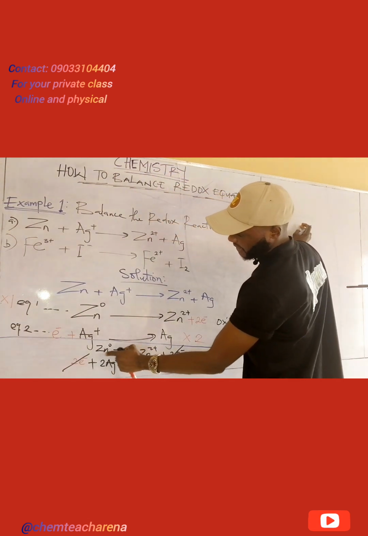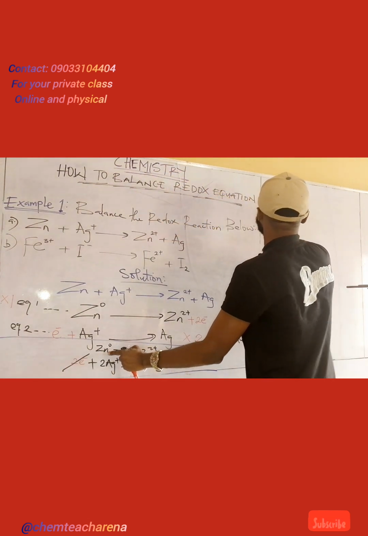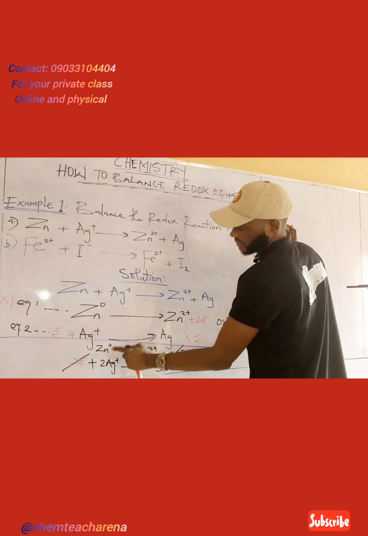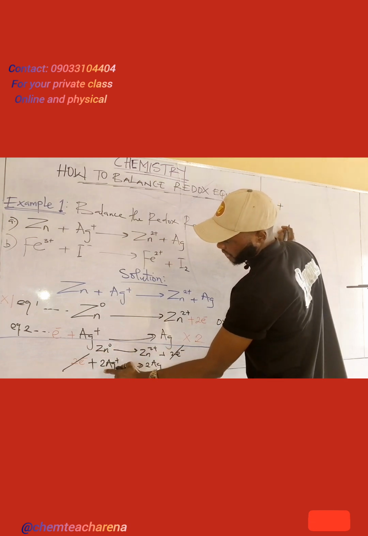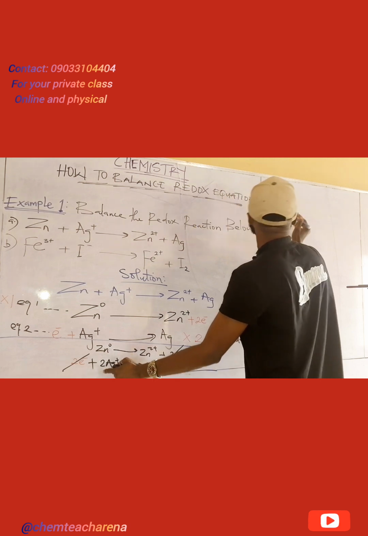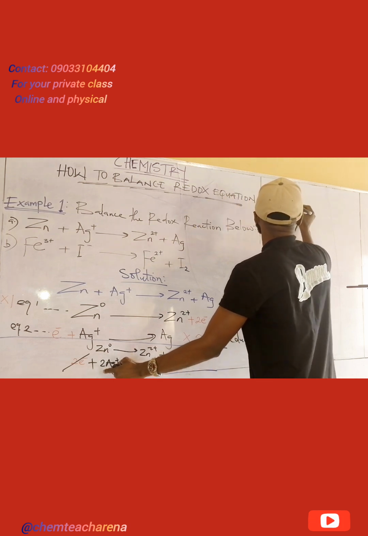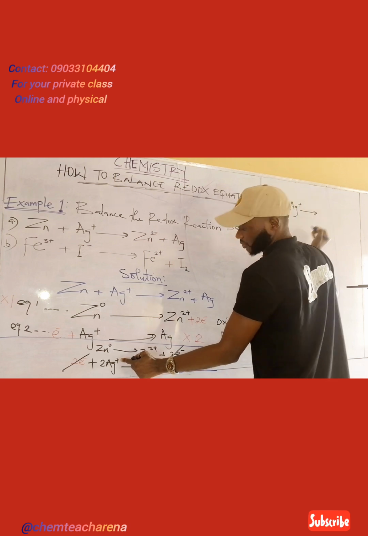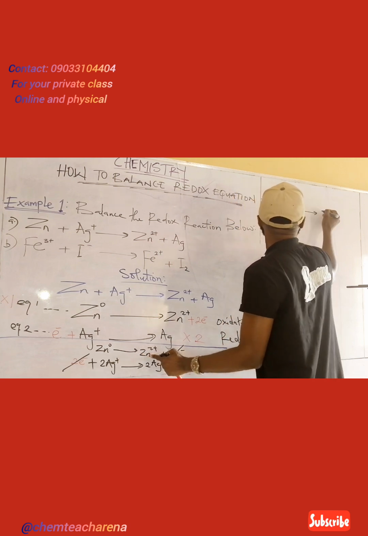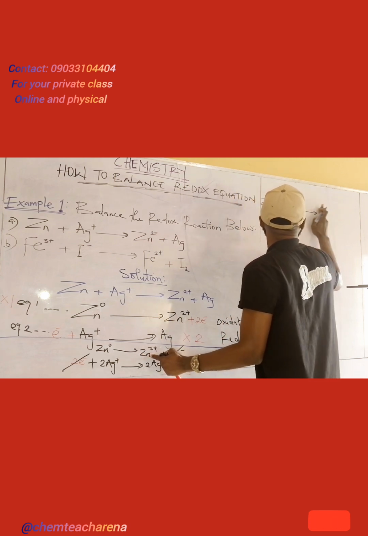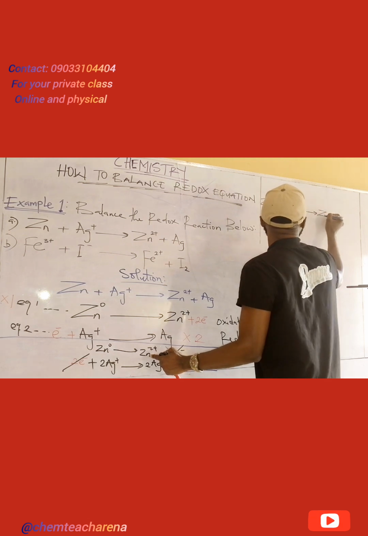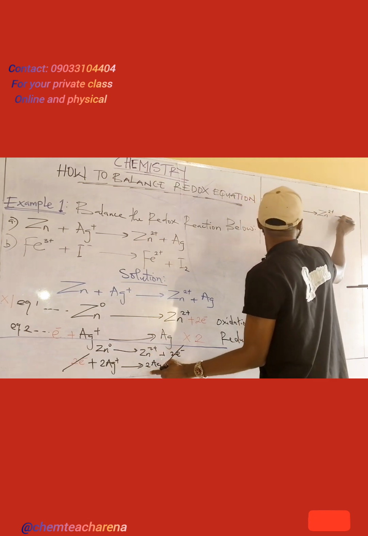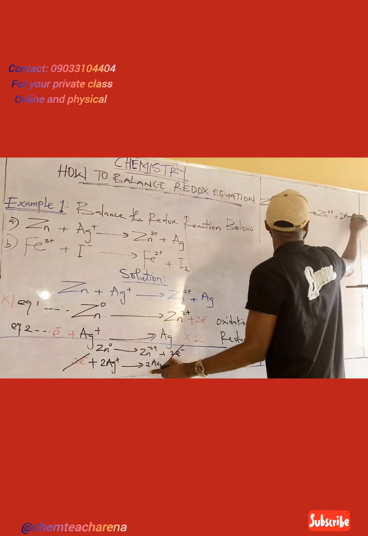I will now have Zn plus 2Ag plus, we have to give you Zn2 plus plus 2Ag.